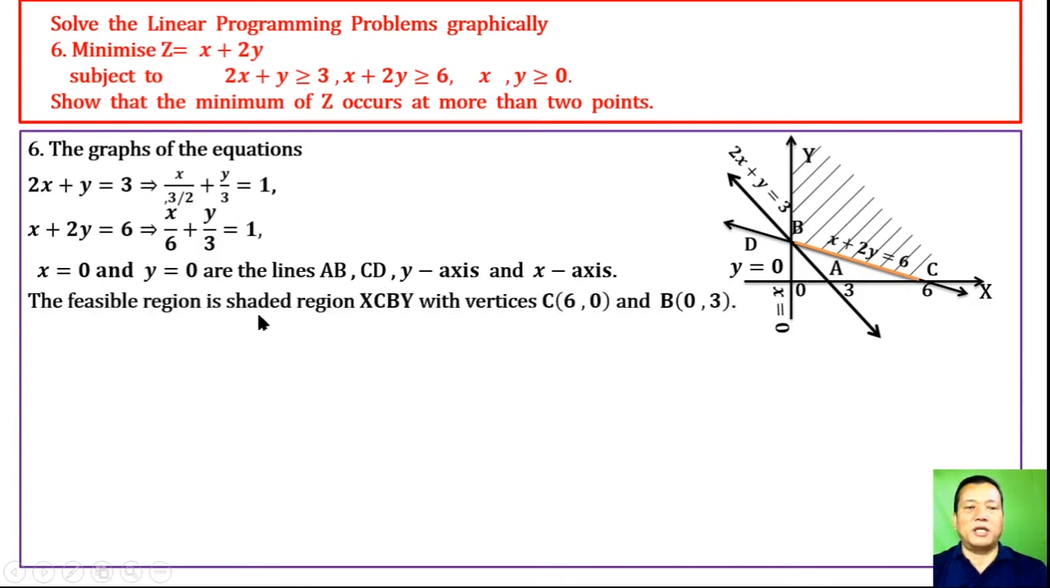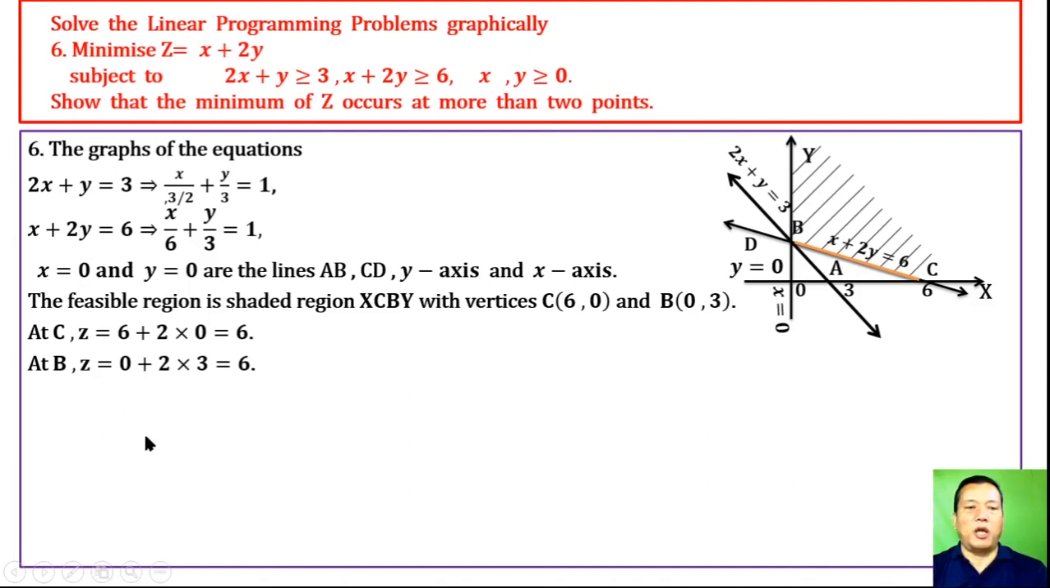The feasible region is the shaded region X, C, B, Y. C is the point (6, 0) and B is (0, 3). At C the value of Z is 6 plus 2 into 0, which is 6. At B the value of Z is 6.